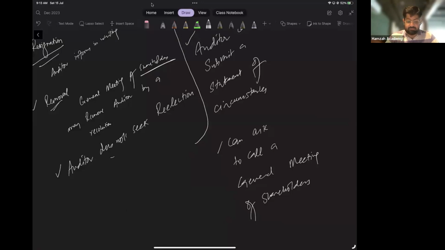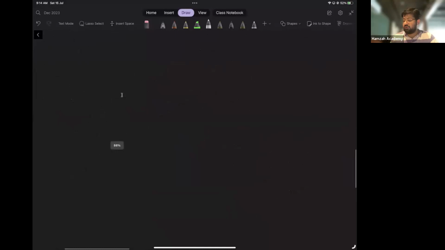Now, the next point is, students, what are the other rights and responsibilities of the auditor? Rights and duties of the auditor. First of all, let us talk about duties.